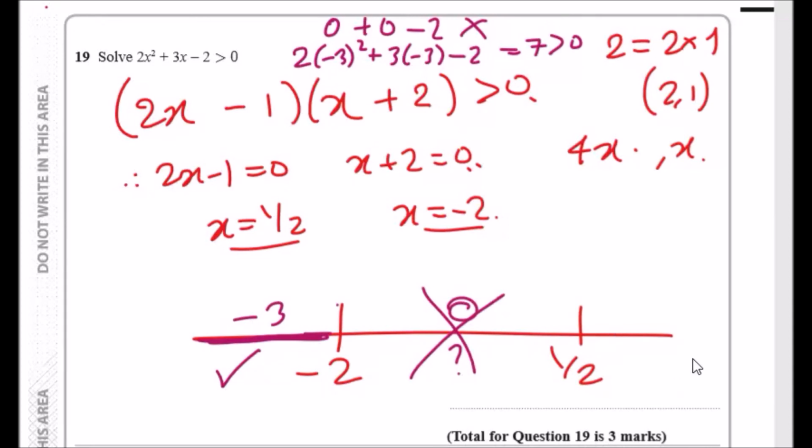And then we do the same on this side. So let's pick a number bigger than half. Let's say 1, because that's easy to work with. So we're going to have 2 times 1 squared, so it'll be 2 plus 3.